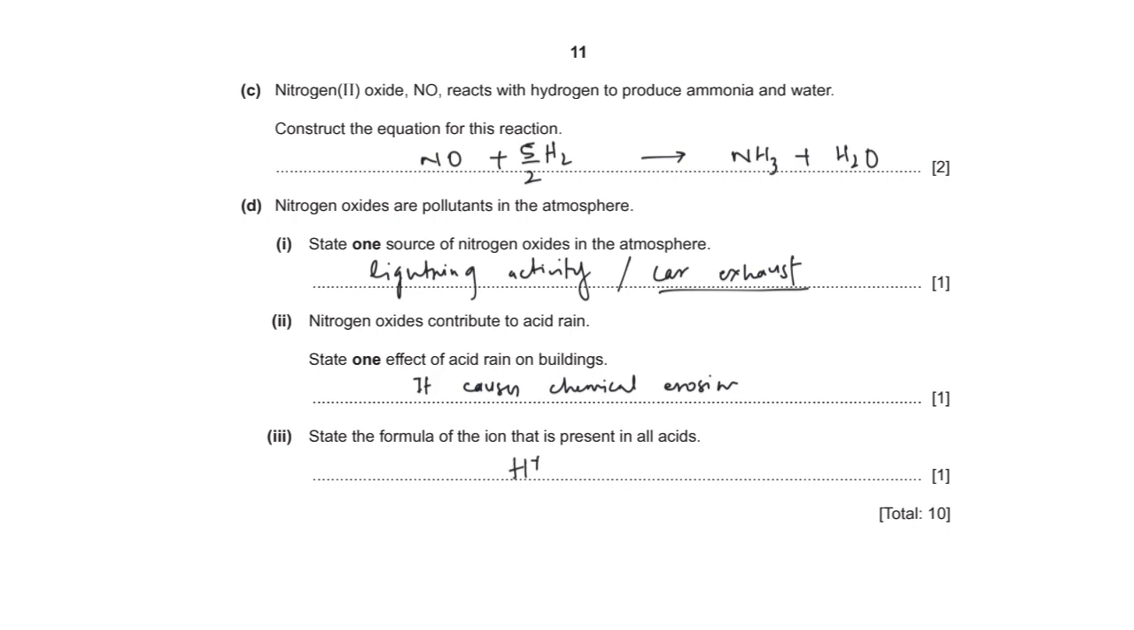State the formula of the ion that is present in all the acids. Hydrogen ion is present in all the acids. You cannot write hydrogen as H, okay? You'll have to write the formula of the ion as asked.